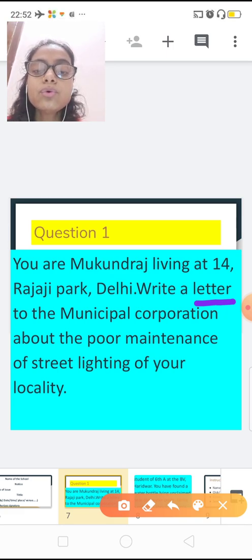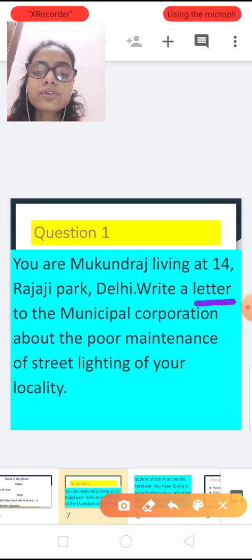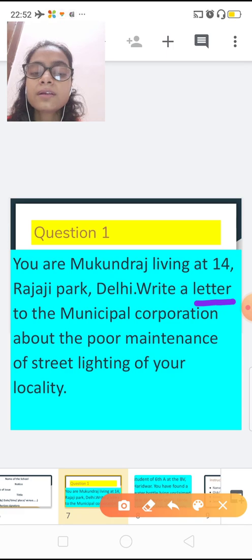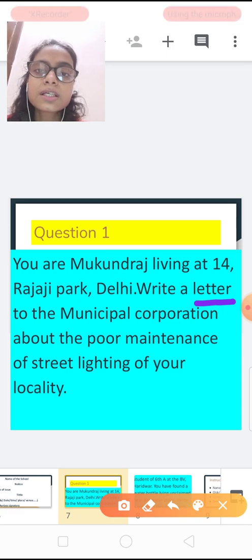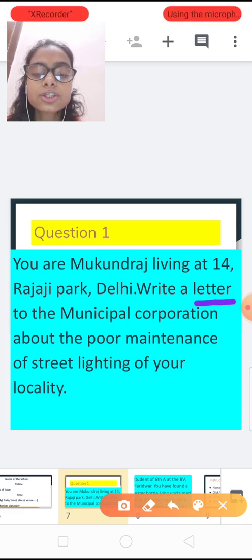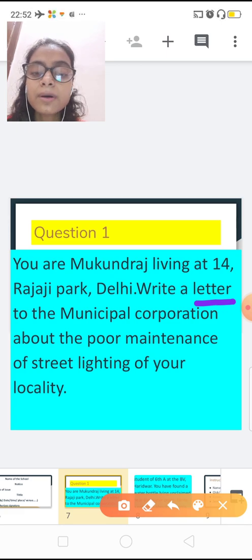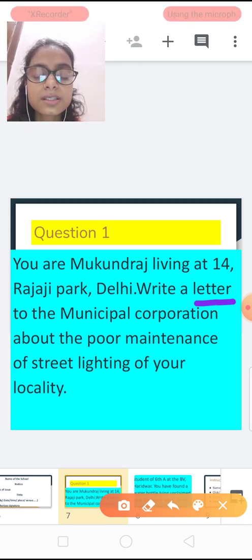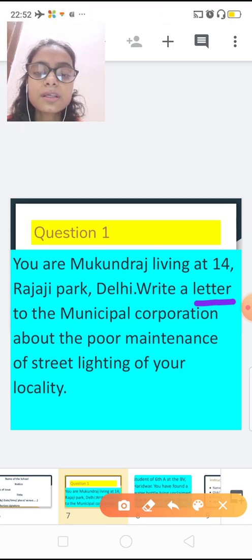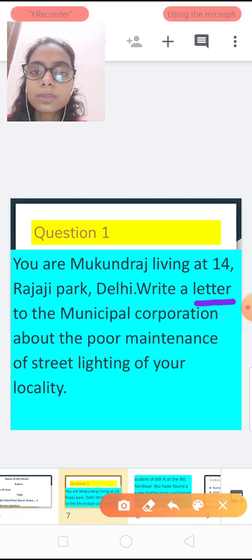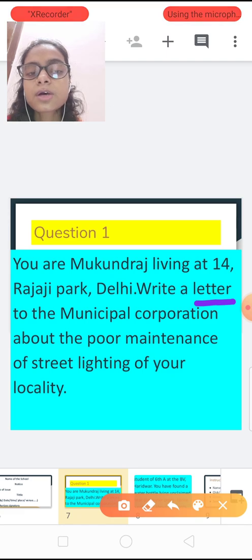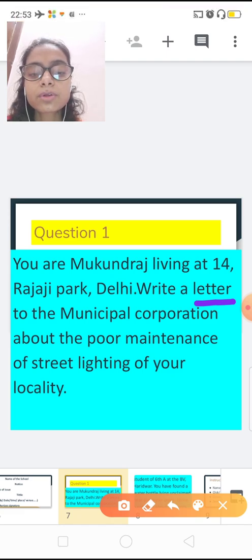So what you have to do is write the letter on any paper, then click a photo, convert it into a PDF and send it to your teacher, send it to me. And remember, this internal assessment has marks, so do it, and it is compulsory for each and every student. This question is very important. This you have to do.